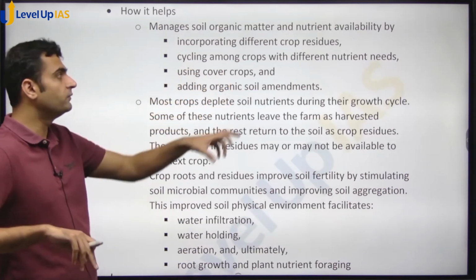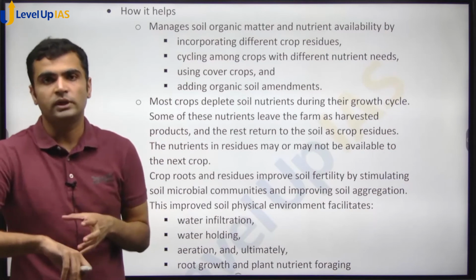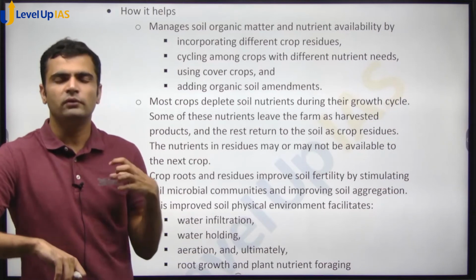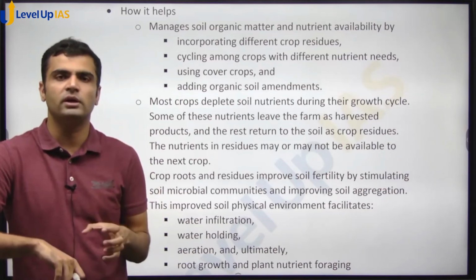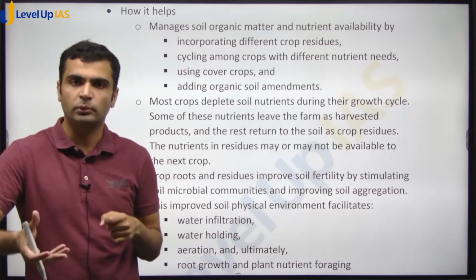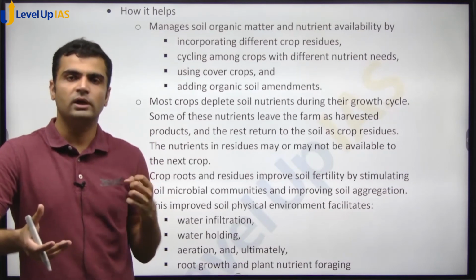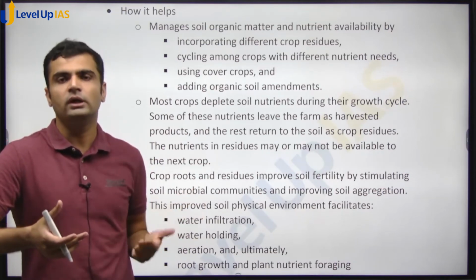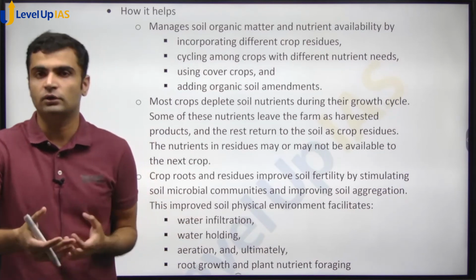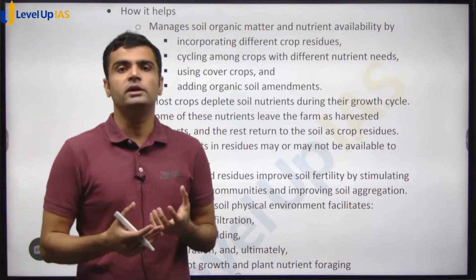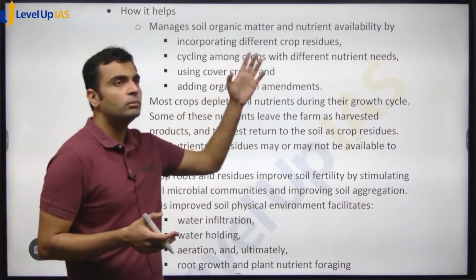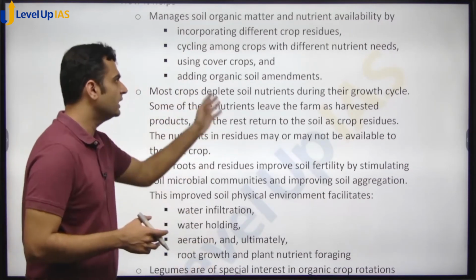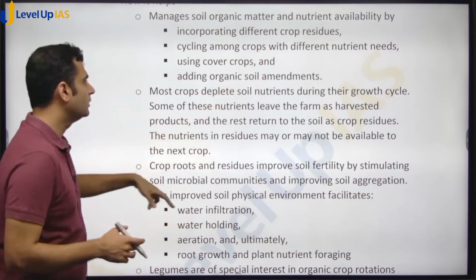Cycling among crops with different nutrient needs. Each crop comes with its own nutrient needs. If you take only one crop, it will exploit only particular kinds of nutrients, while other nutrients remain unexplored. That one kind of nutrient gets exploited more and more, and it will lead to the soil losing its productivity. But if you take different crops, they will have different nutrient needs. That is why you will have more productive soil. Cover crops, you can use, adding organic soil amendments. That can happen if you take different crops.